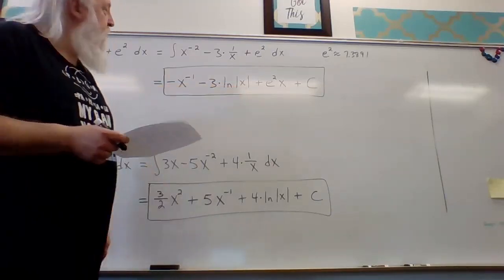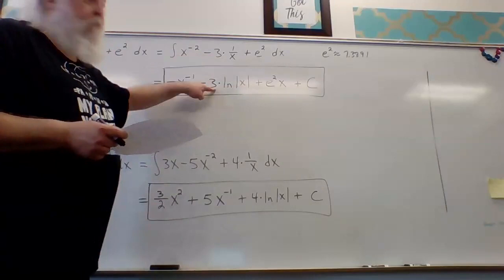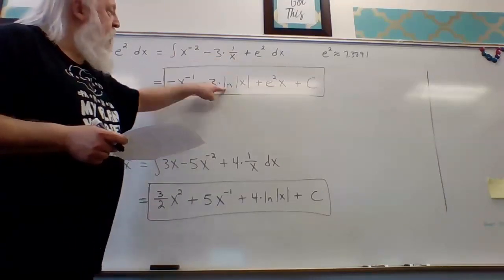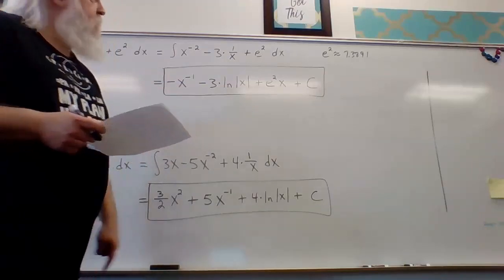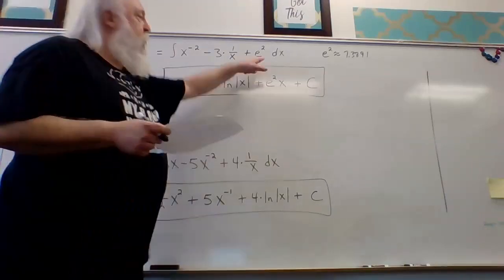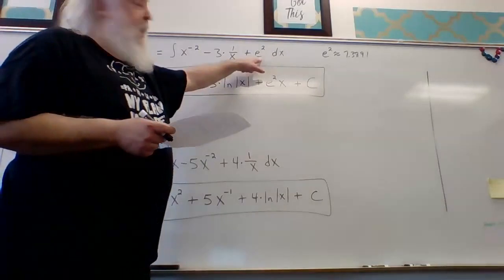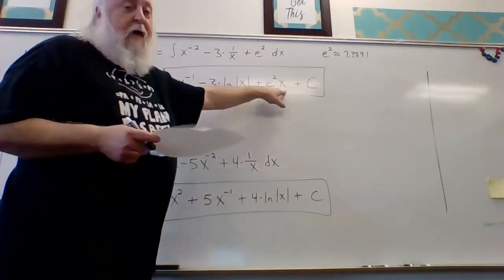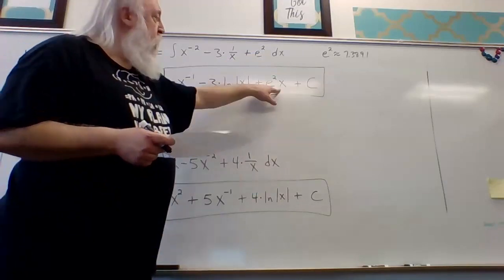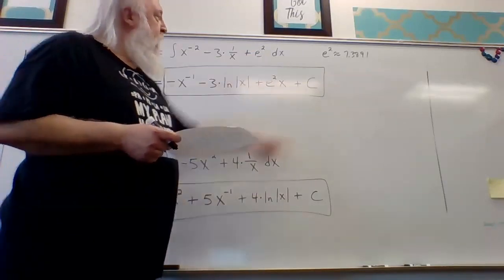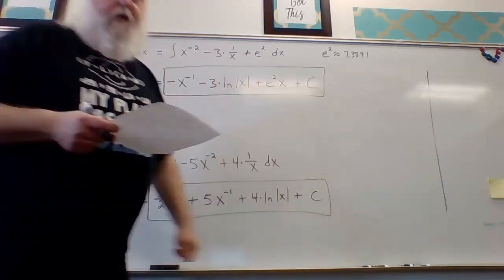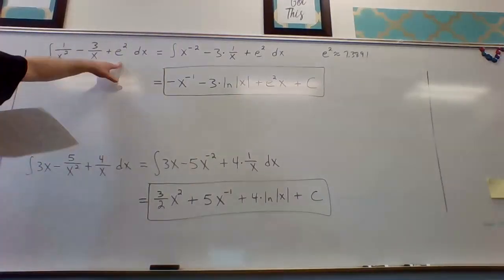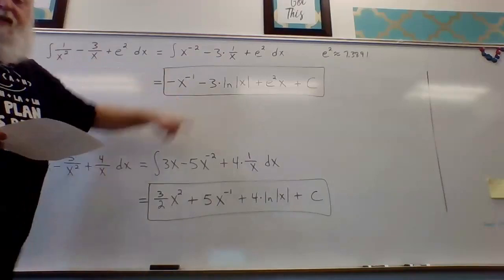From rule number 6. Minus 3 is just a multiplicative constant. We're just carrying it along. Antiderivative of 1 over x is the natural log of the absolute value of x. And then e squared is a constant. So the antiderivative of e squared with respect to x is just e squared x. Okay? Derivative of e squared x is e squared. And then we add our arbitrary constant c. So the antiderivative of this function is equal to this in the rectangle.